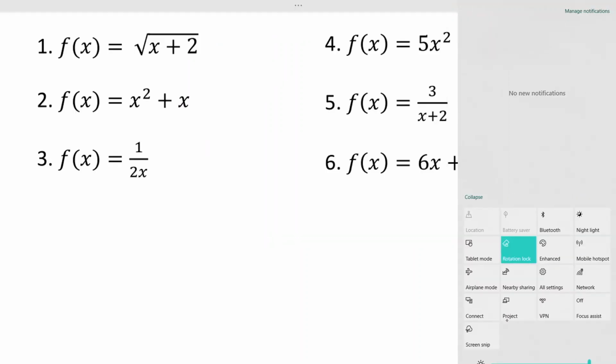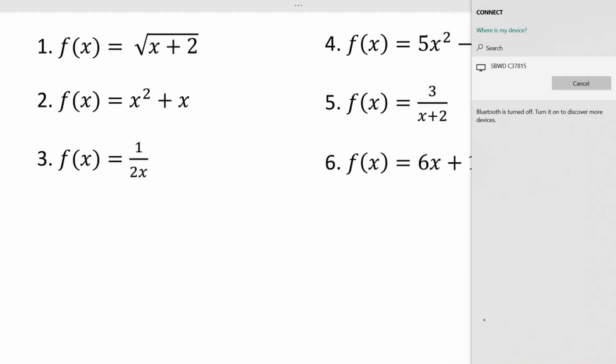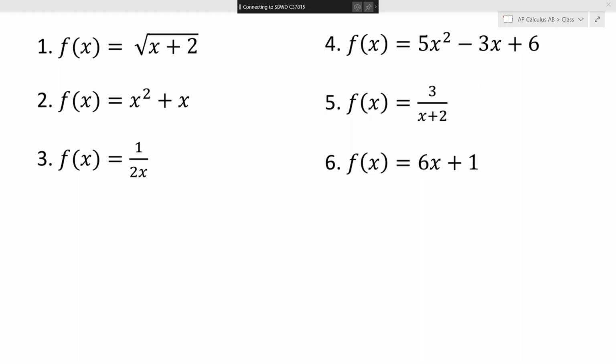Hey, here we go. I'm imagining you found this semi-tricky. I don't know. Are you ready? Here we go.